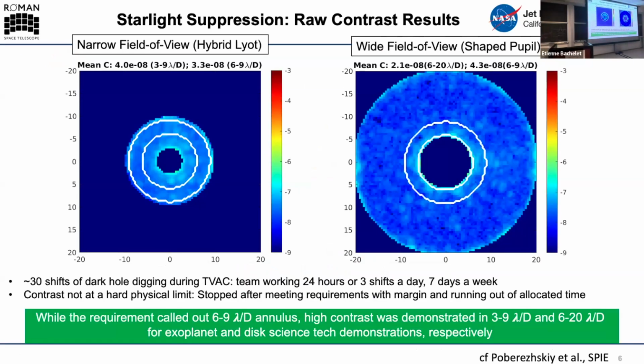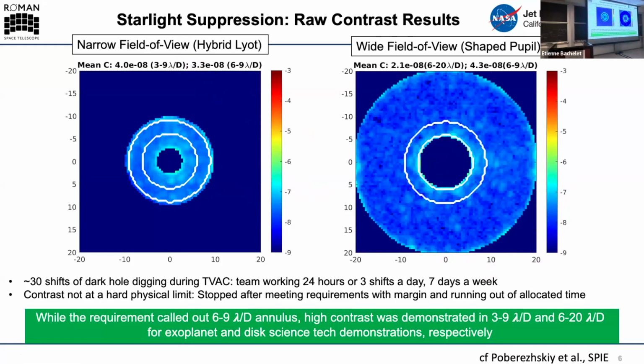The really good news, if you didn't know, is that TVAC occurred for CGI, and they actually dug a dark hole in space-like conditions for two of the masks, the hybrid Lyot coronagraph mask, or HLC, and then the wide field of view shaped pupil coronagraphic mask, or it has a long name, but basically wide field of view. And they were trying to get high contrast between 6 and 9 lambda over D. And that's this ring here for the HLC and this ring here. And on average, they were getting a few times 10 to the minus 8 raw contrast.